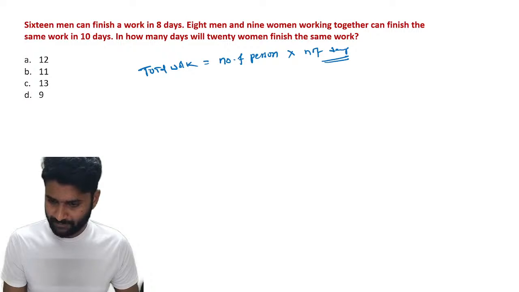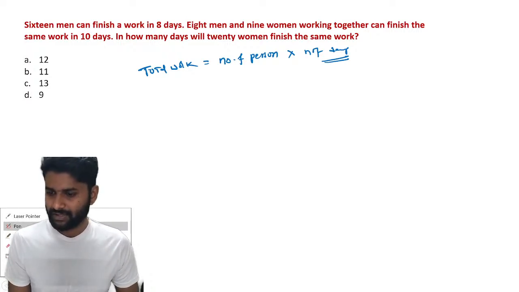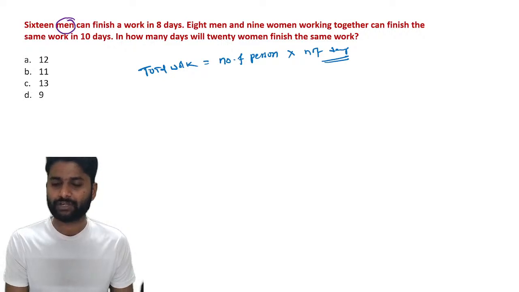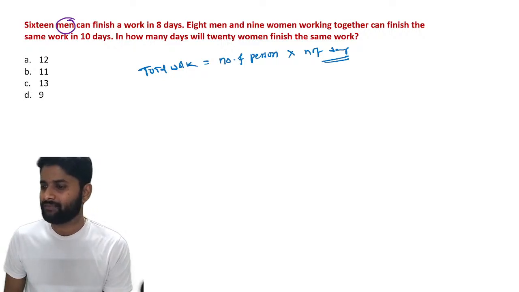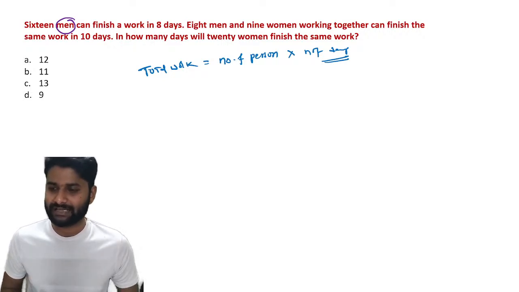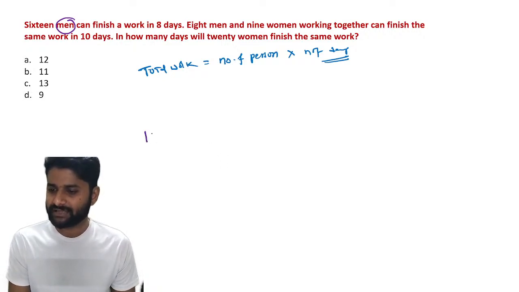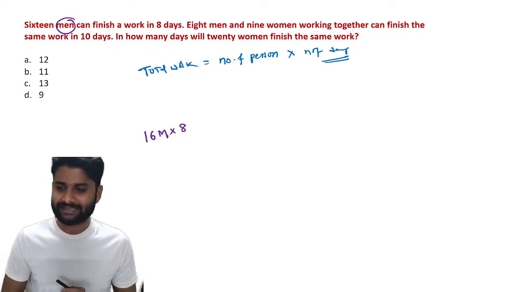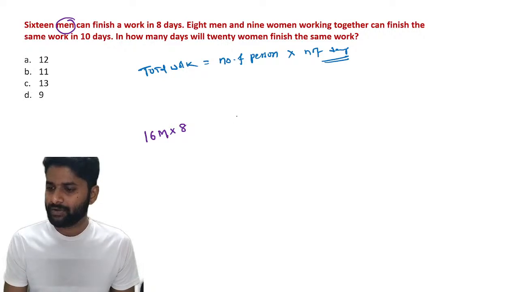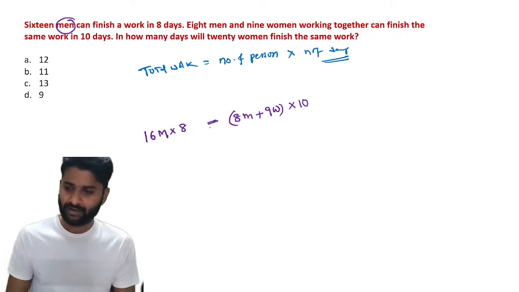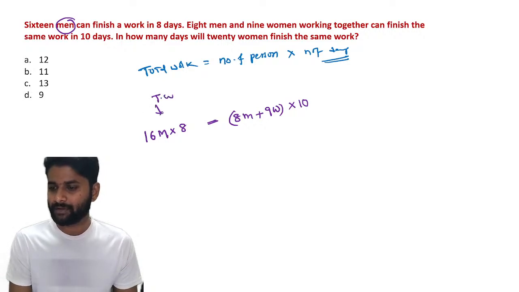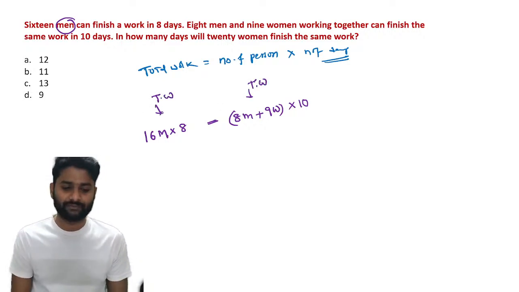Now try to answer this question. So here 16 men, we don't know the efficiency, but 16 men can finish the work in 8 days. 8 men and 9 women working together can finish the same work in 10 days. Guys, they're talking about the same work. Initially, 16 men will complete the work in 8 days. So here the total work is 16m into 8. Now here 8 men, 9 women working together will finish in 10 days, and they clearly mention that the work is same. This is also total work.